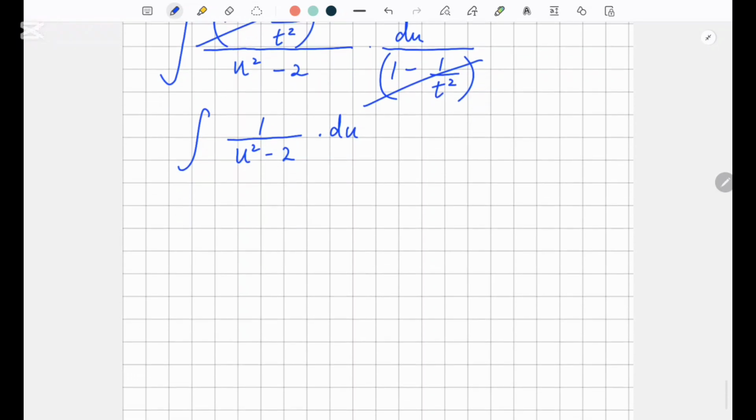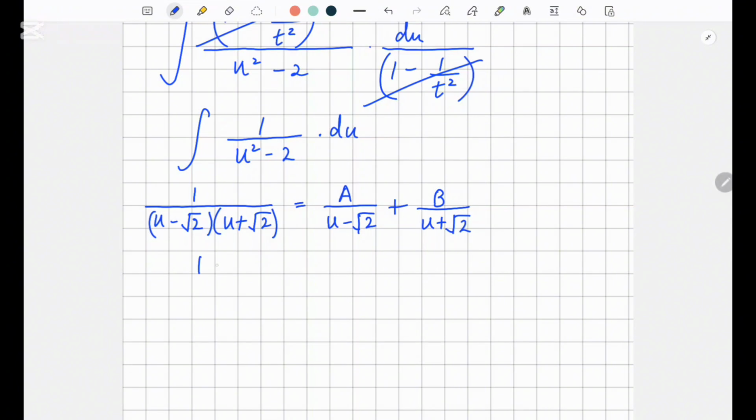So how do you integrate that? You have to use partial fractions, right? You can write 1 over (u squared minus 2) as, 1 over (u minus root 2)(u plus root 2) equals a over (u minus root 2) plus b over (u plus root 2). And now you can write 1 equals a into (u plus root 2) plus b into (u minus root 2).